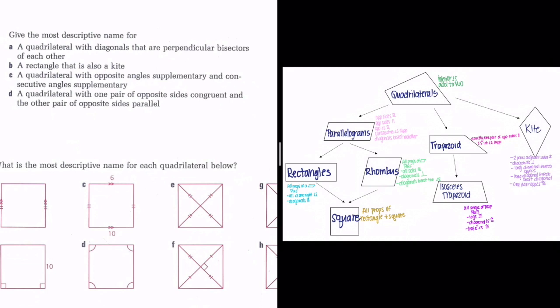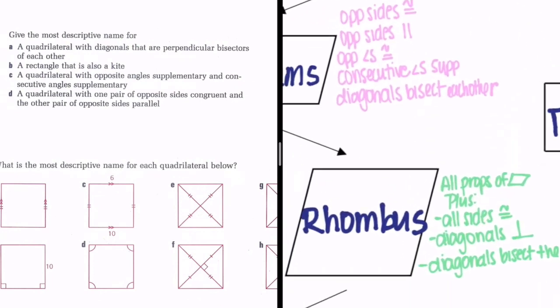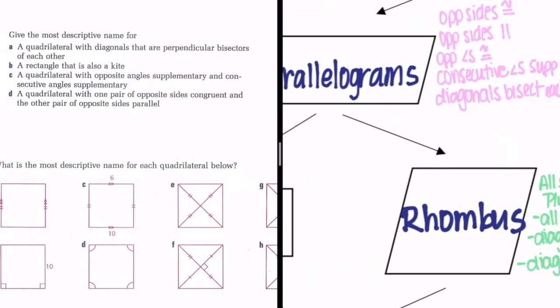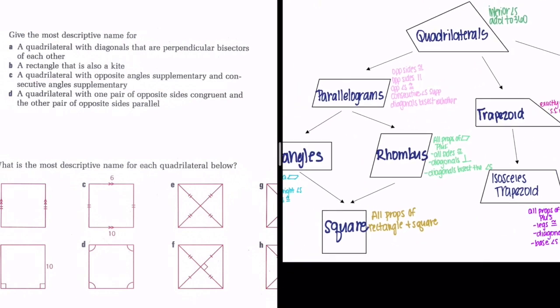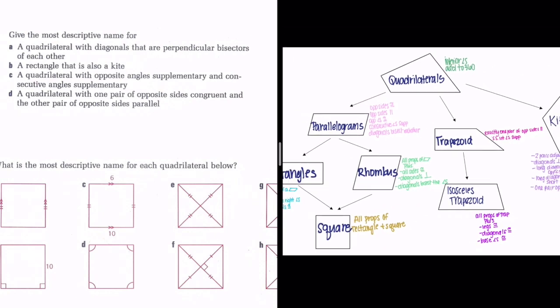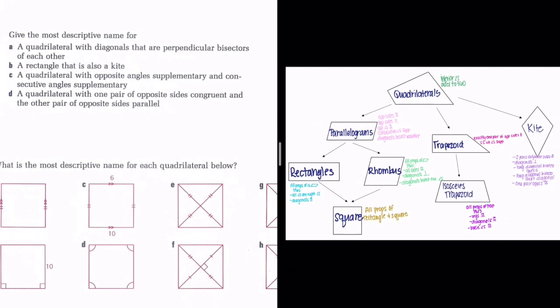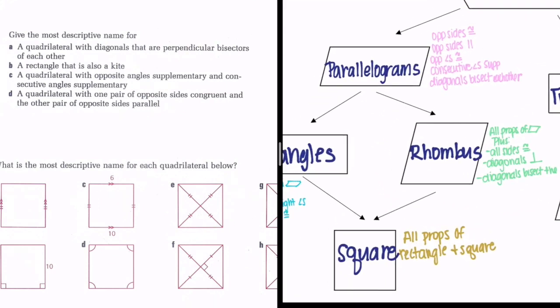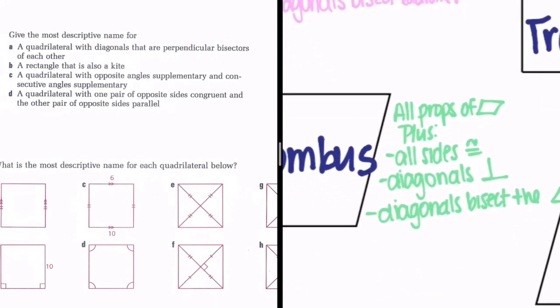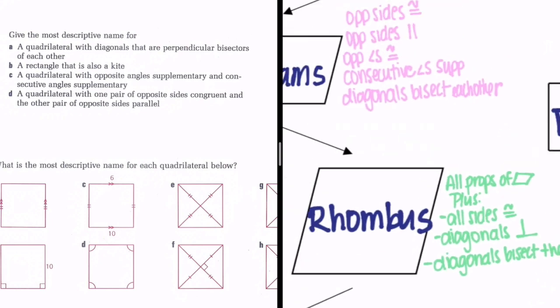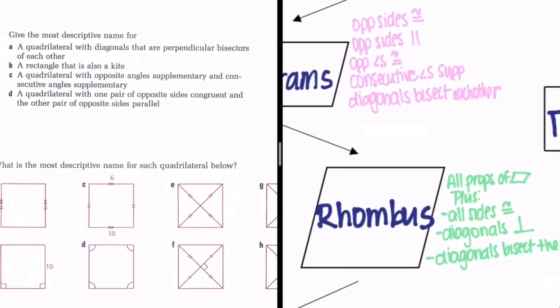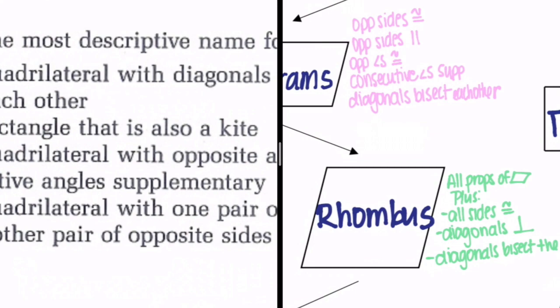So, the only thing we know about this quadrilateral is stuff about the diagonals. Well, if they are perpendicular bisectors, that means the diagonals bisect each other. That means that this is a parallelogram, right? Okay, could it be more specific? Not only do they bisect, but they also are perpendicular. Do either of these parallelograms have perpendicular diagonals? Yes, the rhombus does. So not only is it a parallelogram, it is a rhombus.